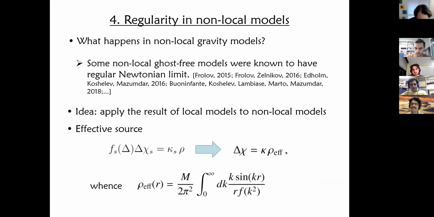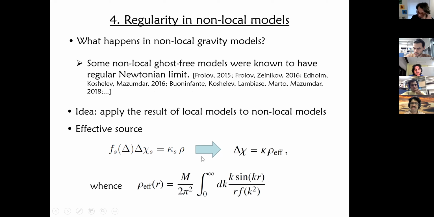And in some sense, we would like to extend it to non-local models, because you can see the non-local model as defined by a series in the D'Alembertian. So it's like a polynomial of infinite order. Of course, this is not a good way of thinking, but it can be inspiring in some sense. And some non-local ghost-free models were known to have a regular Newtonian limit, that is, without curvature singularities. There are many papers that did calculations for specific models. And so our idea was to apply the result that we had for local models to the non-local ones.